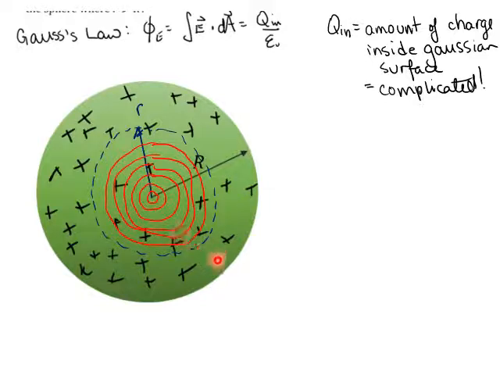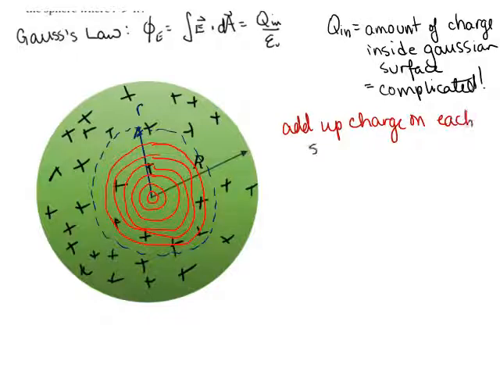So what that means, if we're going to add up the charge on each shell, is that we're doing an integral. To add up the charge means we're adding up every little bit of charge on every shell, and what we'll get when we add up all those little bits of charge is the net charge inside.